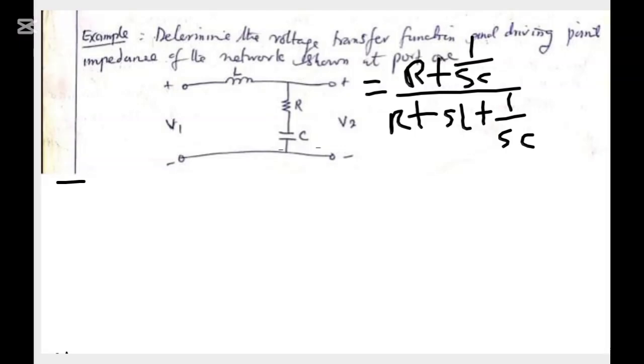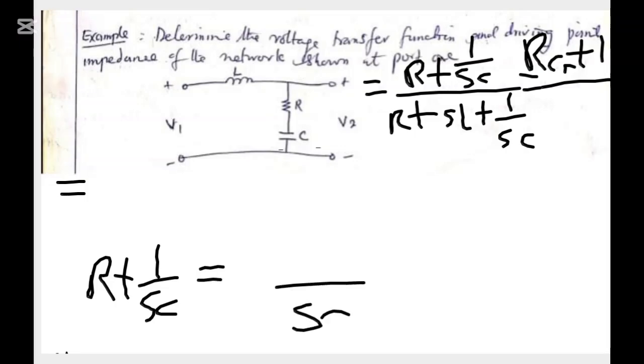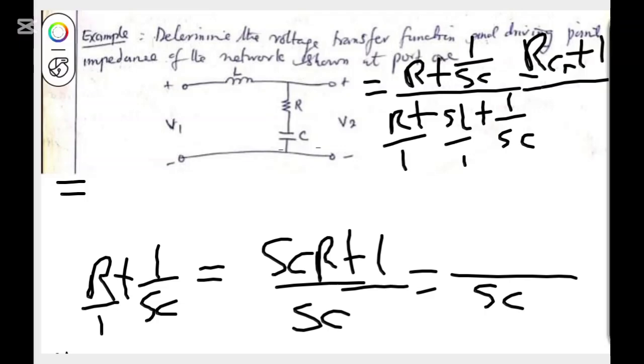The next thing I'm going to do is simplify this. It is the same thing as saying R; by finding the LCM, at the end you will be left with RCS plus 1, divided by R plus 1 over SC. What will be the LCM? This divided by 1, so I'll have SCR plus 1, as you can see. And for this R, my LCM is SC, so I'm just going to multiply.